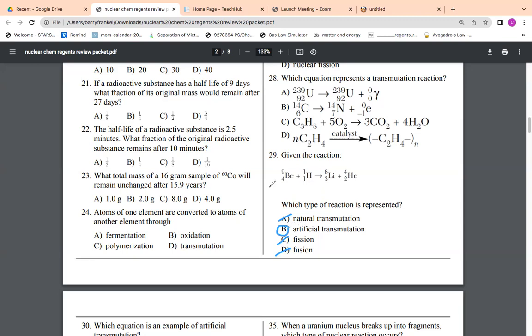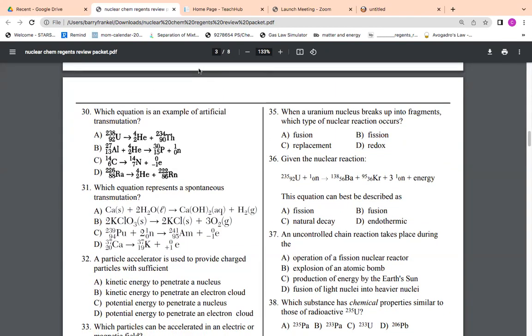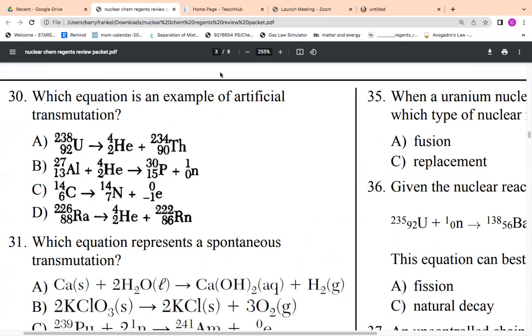All right. We can go to the next page. Next one. Which equation is an example of artificial transmutation? Okay. So again, artificial. So we want to be looking for the one that has two things on the reactant side. So I can see here, first one, this is alpha decay. Alpha decay, again, is natural. This one, I see two reactants here. This is alpha bombardment, taking aluminum-27 and bombarding it with an alpha particle and creating the unstable phosphorus isotope phosphorus-30. So this is going to be our choice.